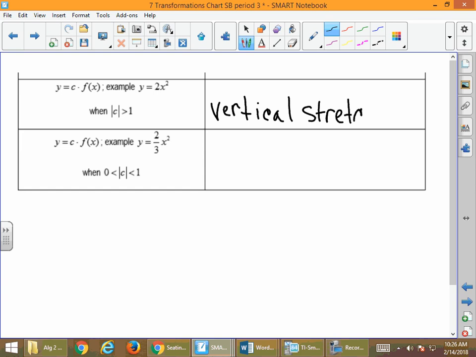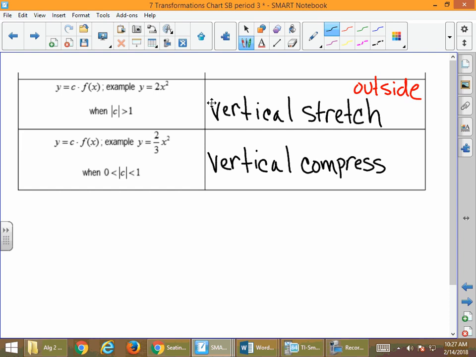And notice that the c is going to be outside of the function. And that's when c is greater than 1. You have a vertical stretch. These are the last two. Vertical compression. And again, c is still outside of the function.